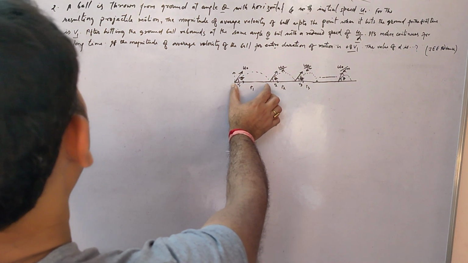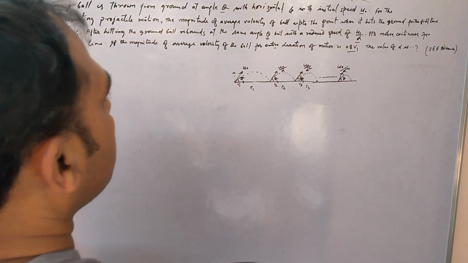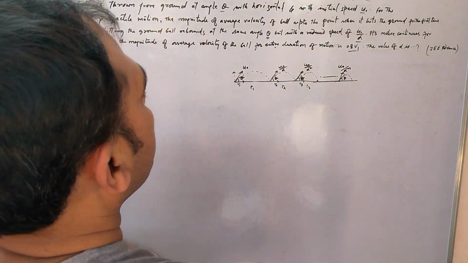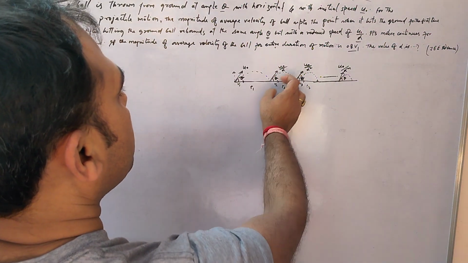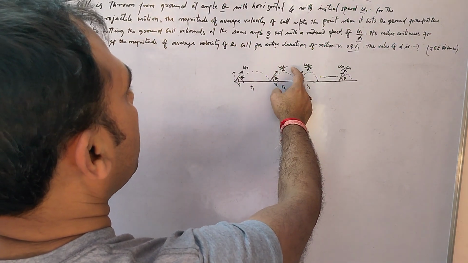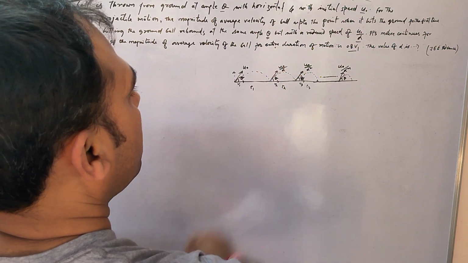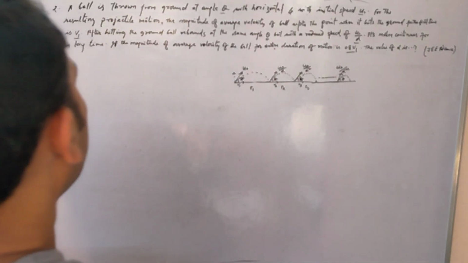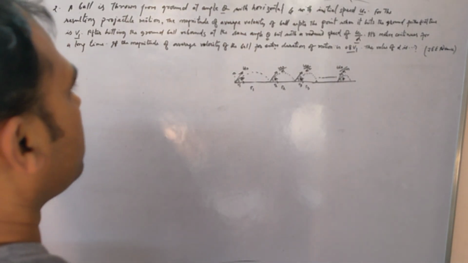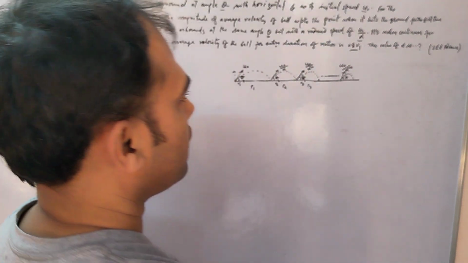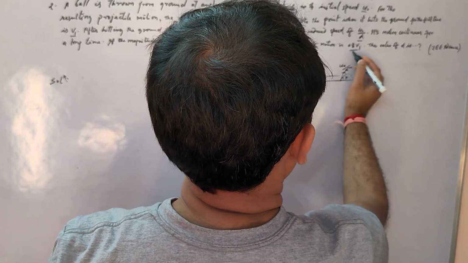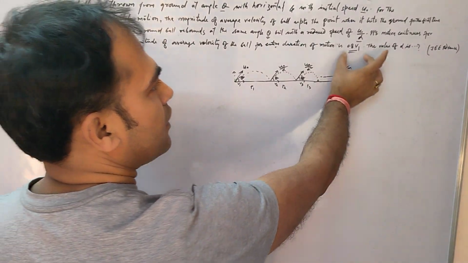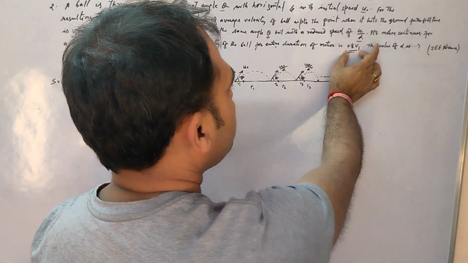Average velocity v1 here. After hitting the ground, the ball rebounds at the same angle theta, theta will be the same, but with reduced speed. Here the speed is u naught, again the speed here is u naught by alpha. Its motion continues for a long time. If the magnitude of the average velocity of the ball for the entire duration of motion is 0.8 v1, the value of alpha is. So you will start from this clue.